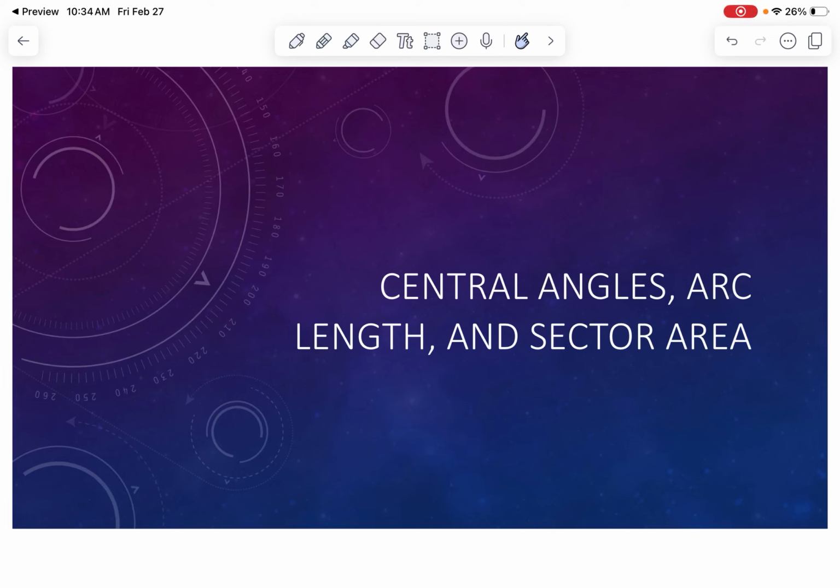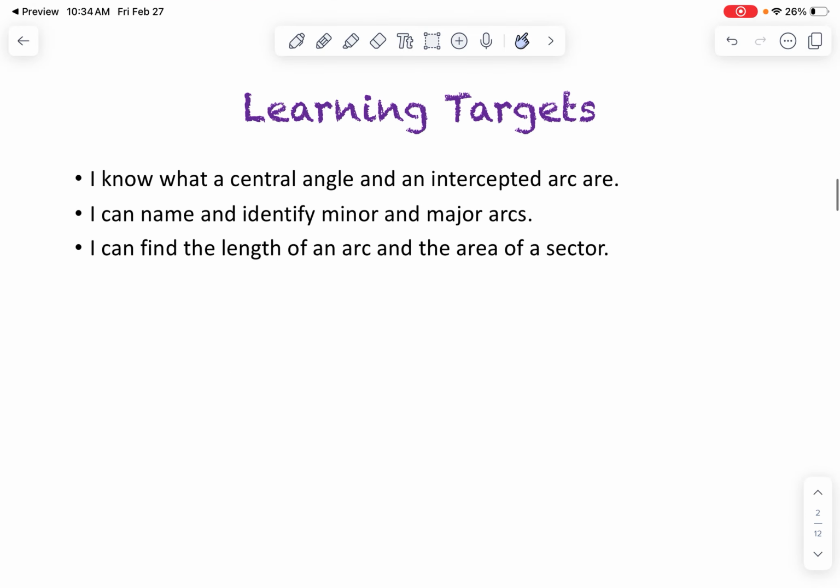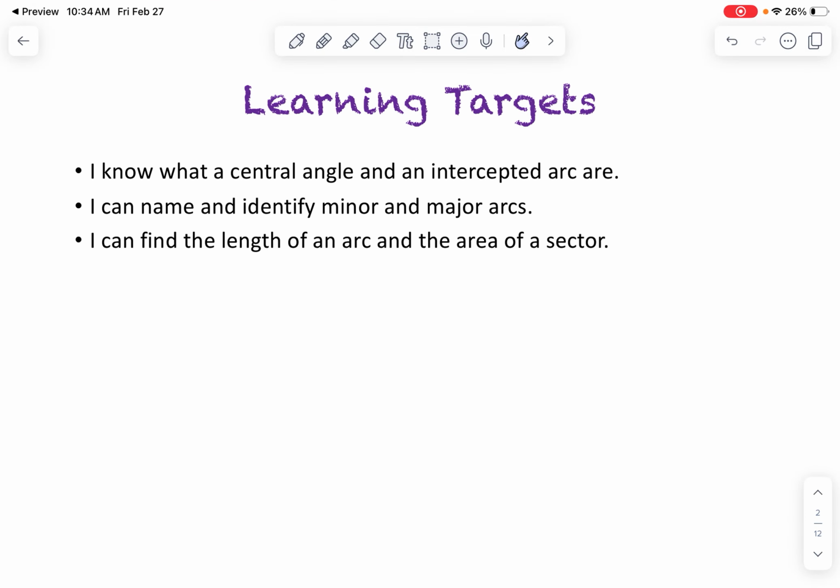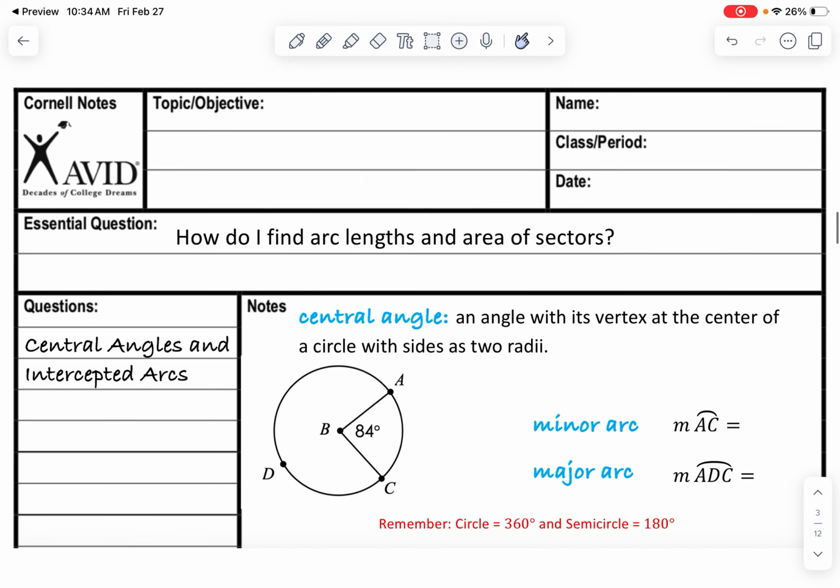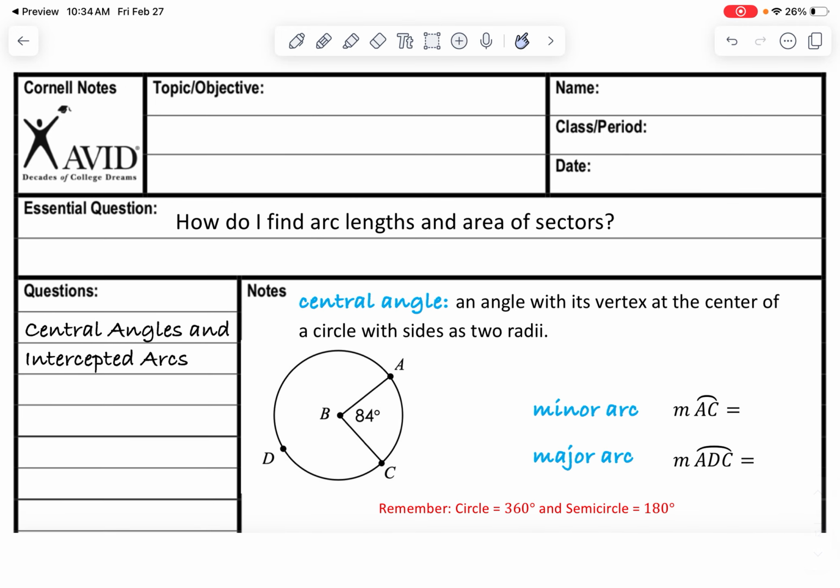Okay, so we're going to start a unit on circles, and our first part is we're going to talk about central angles, arc length, as well as sector area. Here are our learning targets. Okay, so how do we find arc lengths and areas of sectors?